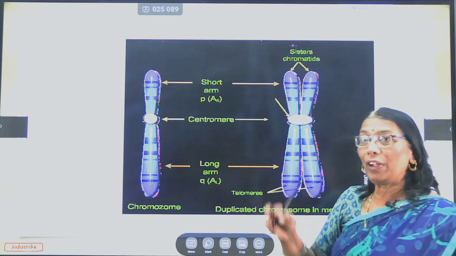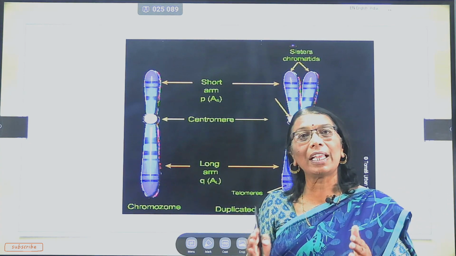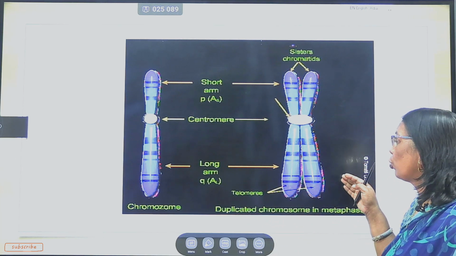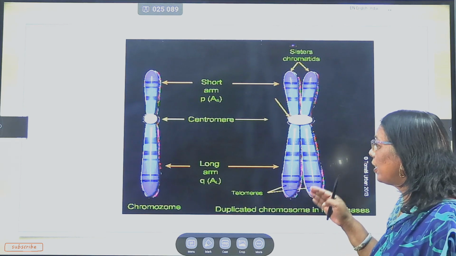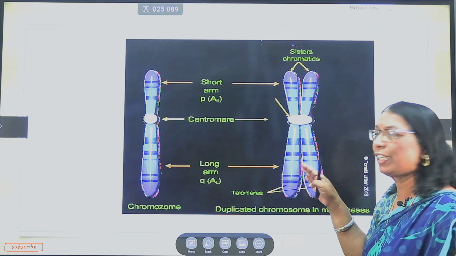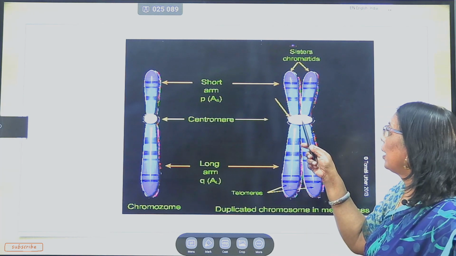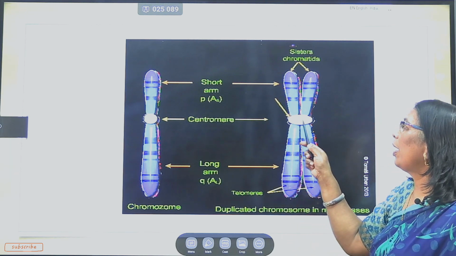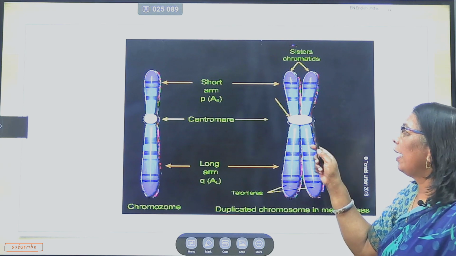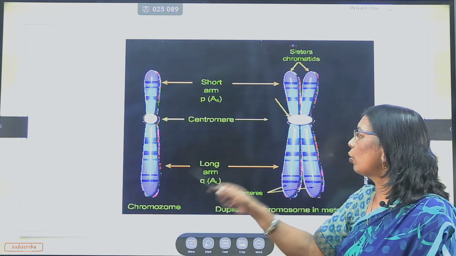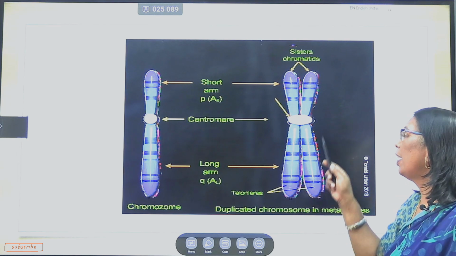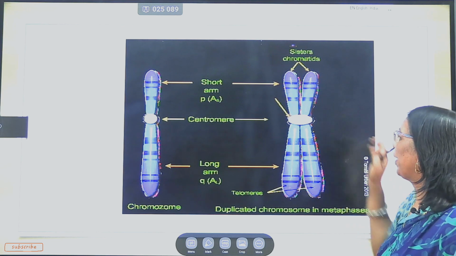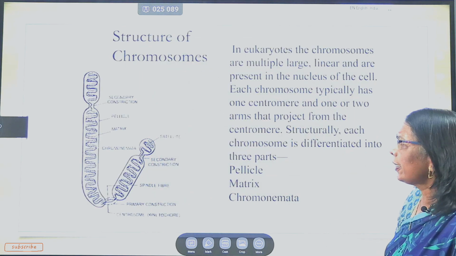But when longitudinal splitting of that same chromosome takes place, it is termed the duplicated form of that chromosome. Duplication results in longitudinal splitting of the arms of the chromosome, while the centromere, the point at which the two arms are joined together, remains unsplit. This is a single chromosome, but because duplication has taken place, it results in the formation of two sister chromatids. This is the structure of a chromosome.